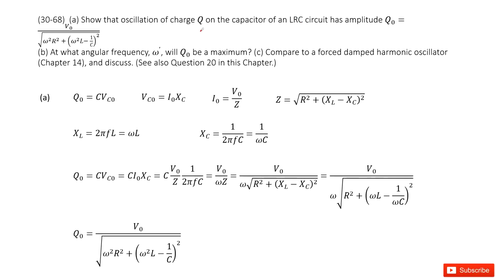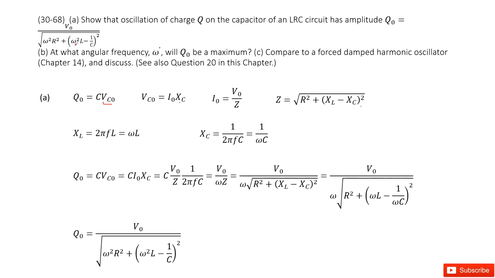So now first, we write down the charge Q on the capacitor. Q0 equals C times V_C0, right? This is the voltage across the capacitor, the peak voltage across the capacitor. Now we need to look at the V_C0. That is the peak current times the capacitive reactance. The peak current in this LRC circuit is the peak voltage divided by the impedance, and this impedance is the square root of R squared plus (XL minus XC) squared.